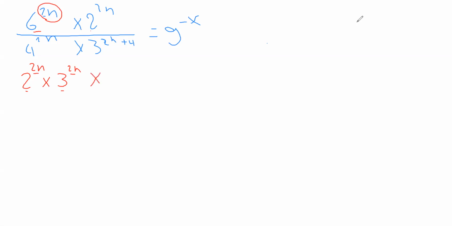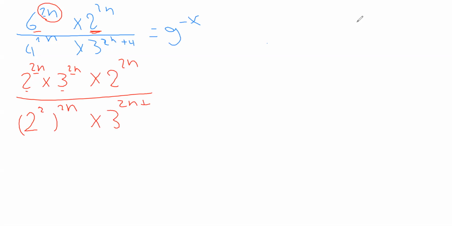Here 2 times 2 is 2 power 2n. Then the 4 is 2 times 2, which is 2 power 2, all power 2n. And the 3 is the simplest form, it stays as it is, the same, equals 9 power negative x.